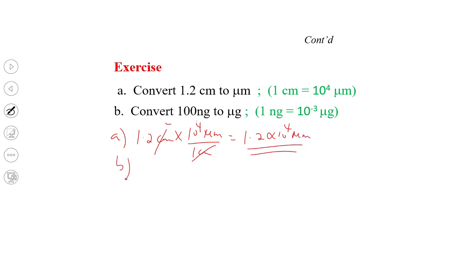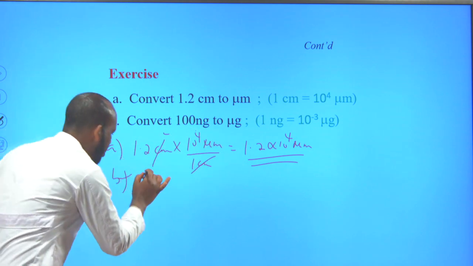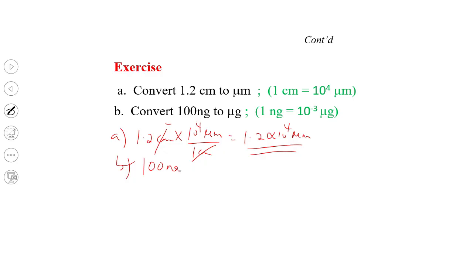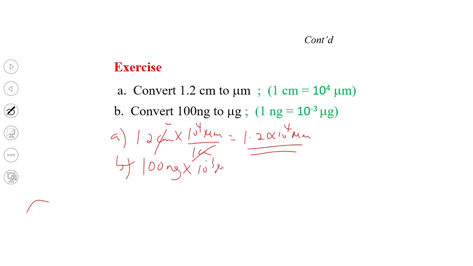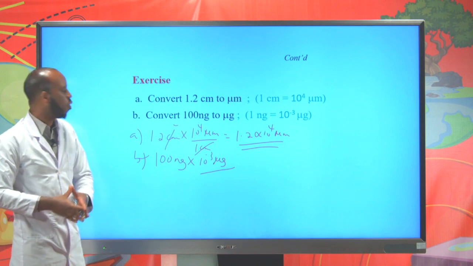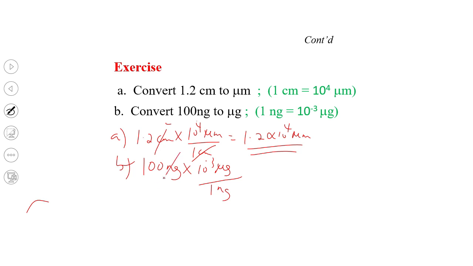B. Convert 100 nanogram to microgram. 100 nanogram times the unit of desired quantity, which is microgram, 10 raised to minus 3 microgram, divided by the unit of original quantity, which is 1 nanogram. Nanogram will be cancelled by nanogram. Now this is the same as 100 times 10 raised to minus 3, which is the same as 0.1 microgram, or 10 raised to minus 1 microgram.